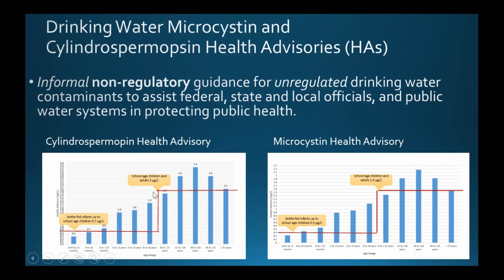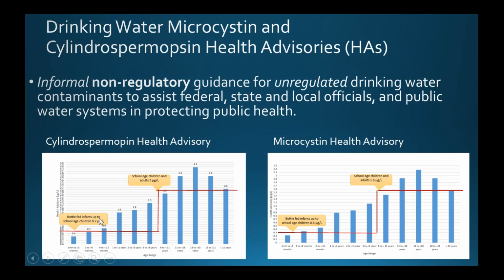So we're just going to look at cylindrospermopsin first. If you look at the bottom here, you'll see ages. And if you look at the top, it's the amount in the drinking water, so it would be micrograms per liter. One thing that we noticed with children is that for body mass relative to drinking, they drink more in proportion to their weight. So in theory, they're going to take in more water per mass than adults do. This is the reason that the EPA believes that you need 2 levels.